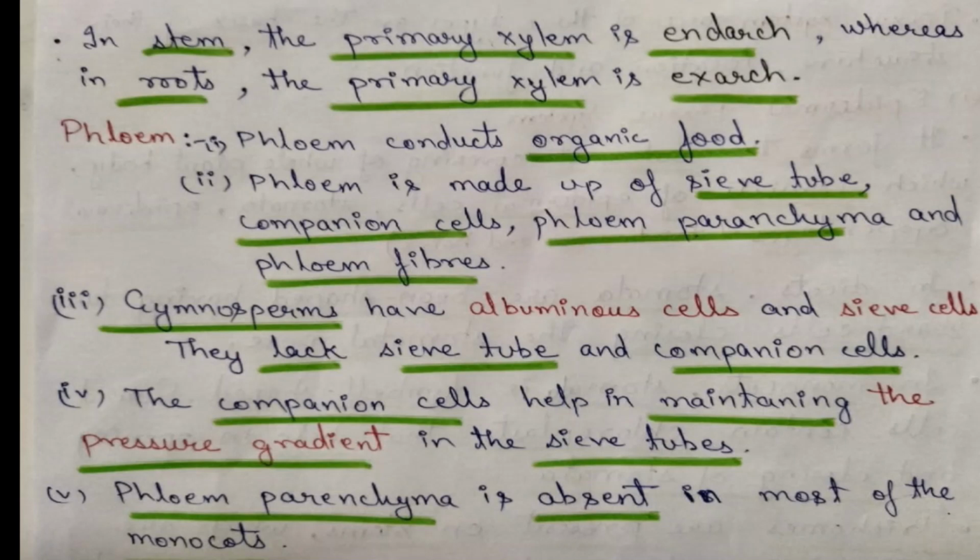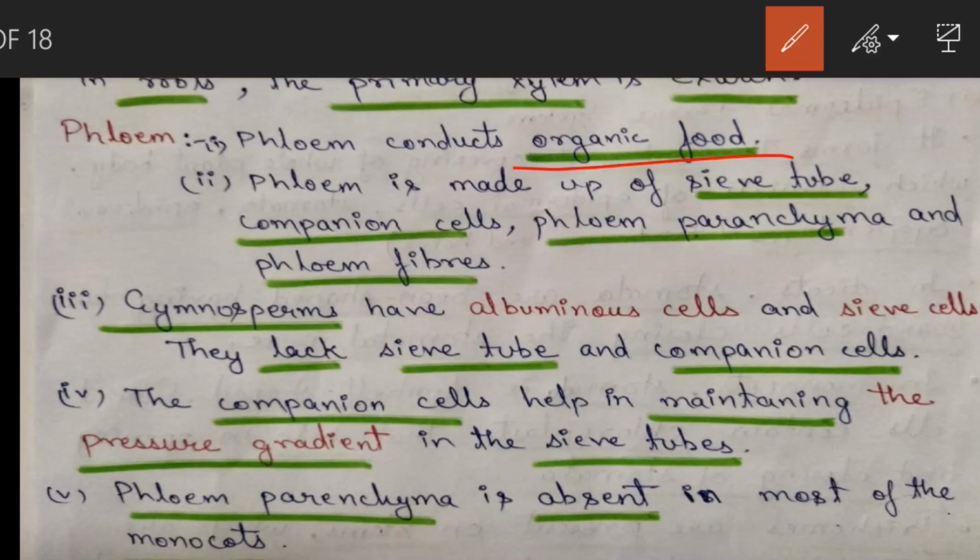Next we have phloem. Phloem conducts organic food. Phloem is made up of sieve tube, companion cell, phloem parenchyma and phloem fiber. Gymnosperms have albuminous cell and sieve cell. They lack sieve tube and companion cell. It is an important point, you should remember this.